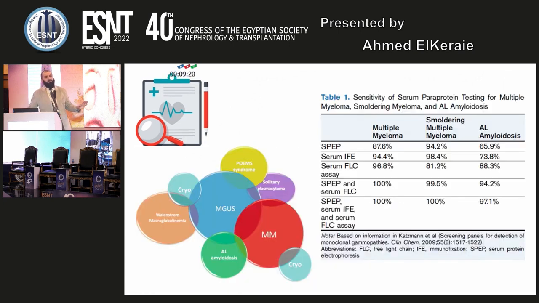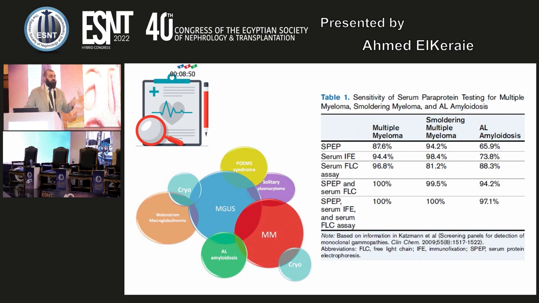But this is the practical. This is what we have in hand, and this is very important. Please, whenever you suspect a plasma cell dyscrasia, whenever you have unexplained features that gather many organs like cardiac, renal, hepatic, and others, do all these. Do the three of them all together.